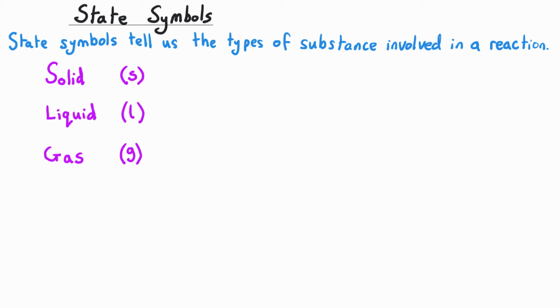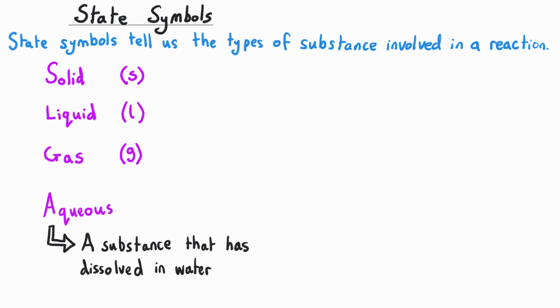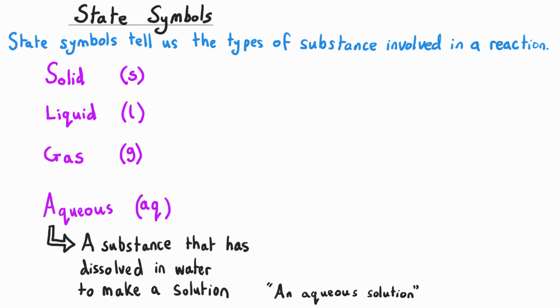There is another state of matter that often appears in chemical equations, and that is aqueous. That is a substance that has been dissolved in water to make a solution. Sometimes this is actually referred to as an aqueous solution. And that's given the state symbol little a, little q, for the first two letters of the word aqueous. And that's also included in brackets.